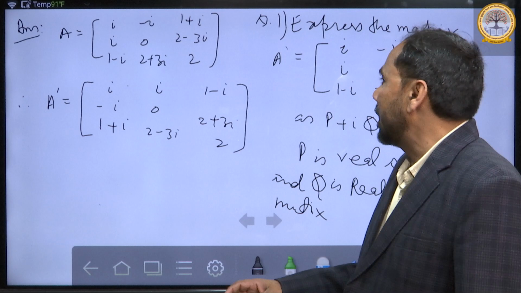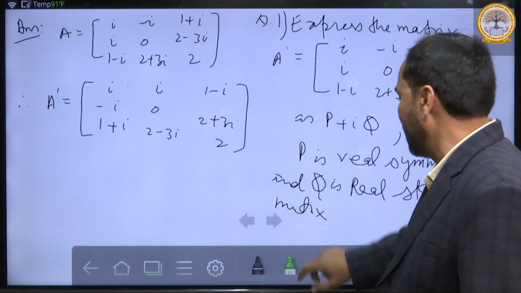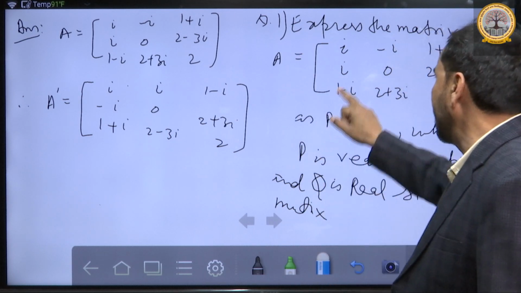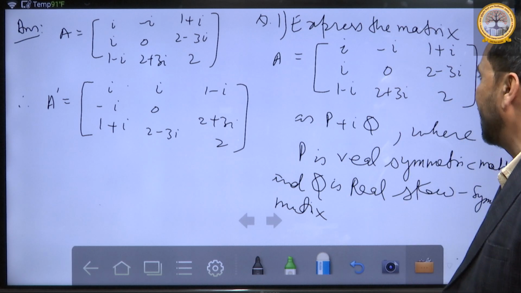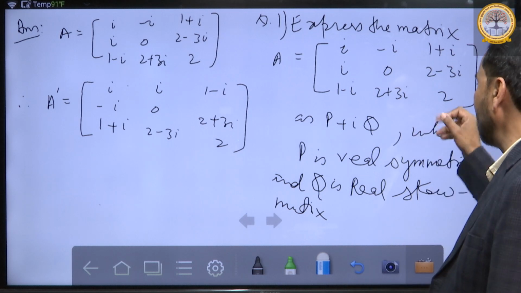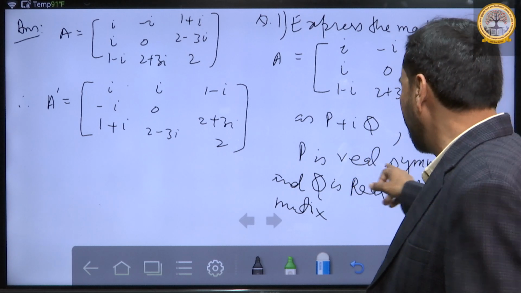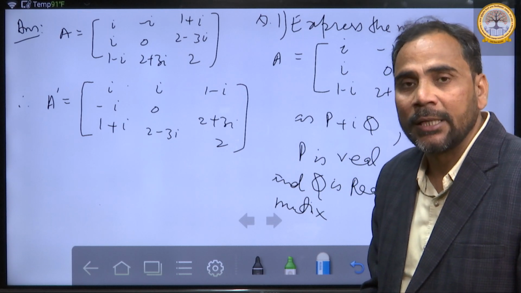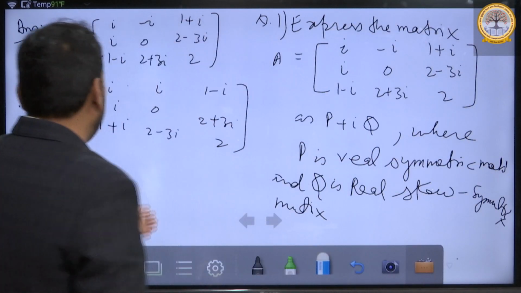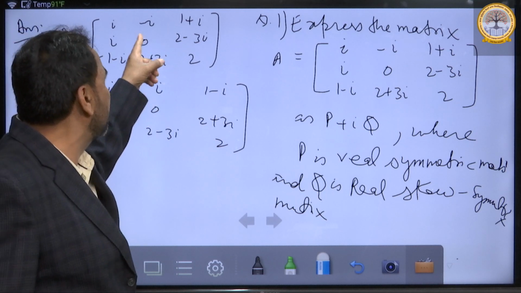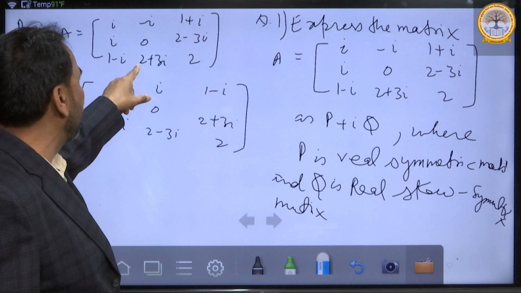Okay, so this is the question. Question number 1. Express the matrix A = [[i, -i, 1+i], [0, 2-3i, 1-i], [2+3i, 2]] as P + iQ, where P is a real symmetric matrix and Q is a real skew symmetric matrix. So the solution is that here A is this matrix.